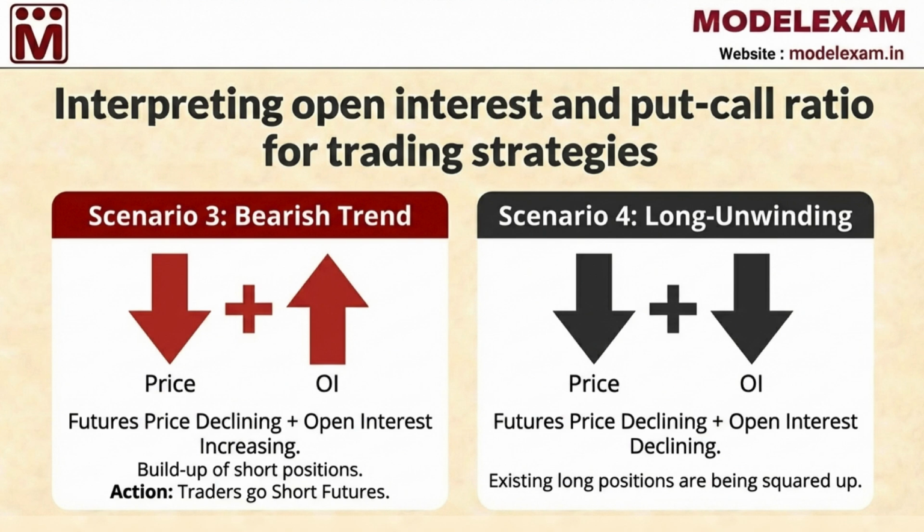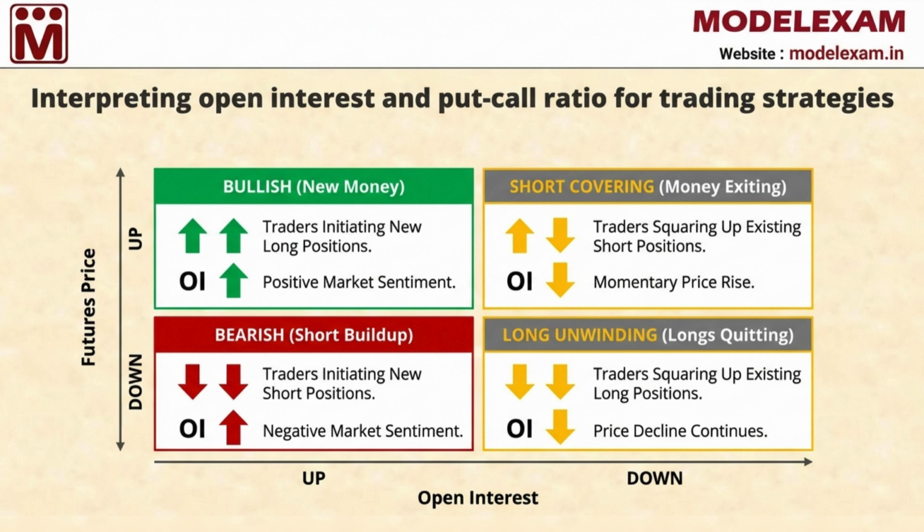Finally, in the fourth scenario, if both the price and the open interest are declining, it is known as long unwinding. This happens when traders who held long positions are selling them off to exit the market, which keeps the price moving downward. To summarize these movements, think of it this way.